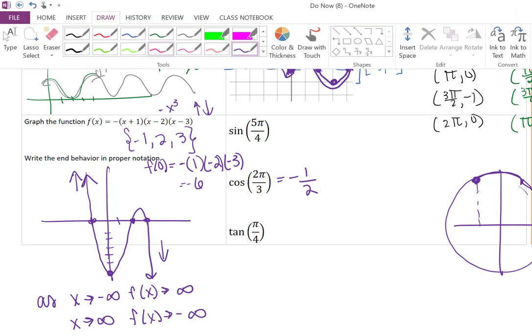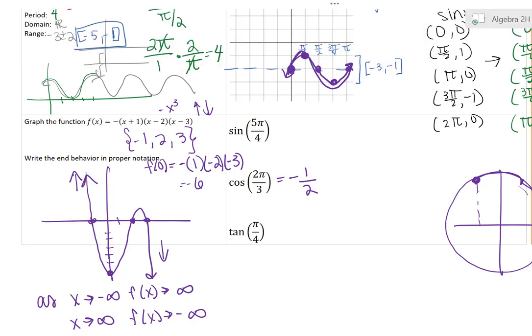Sine of 5 pi over 4. Remember, that's going to be 4 pi over 4 is pi. And then if I go a little bit more, that's going to put me at this guy. Remember, those halfways always have the same values. They're always root 2 over 2. Also, because they're in quadrant 3, they're both negative. So my sine is negative root 2 over 2.